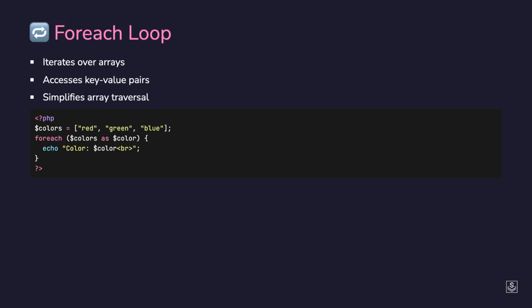Foreach is ideal for processing lists, displaying data, and transforming arrays. It's safer than using numeric indexes and avoids off-by-one errors. Use foreach when working with associative arrays, form data, or database results.